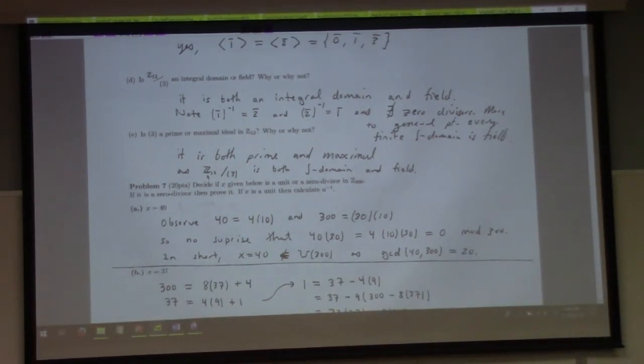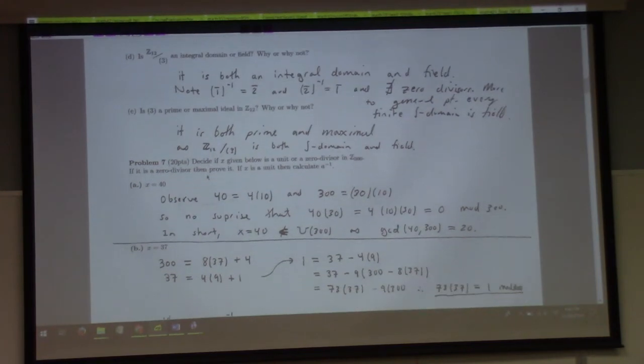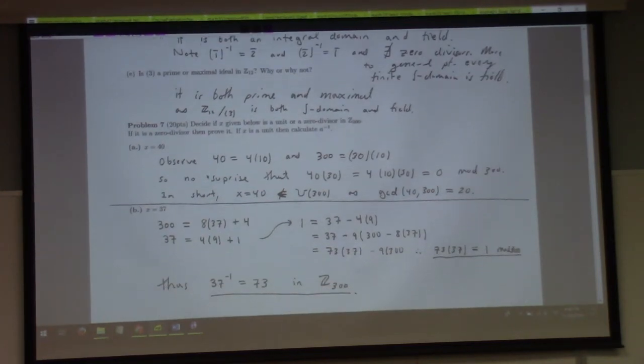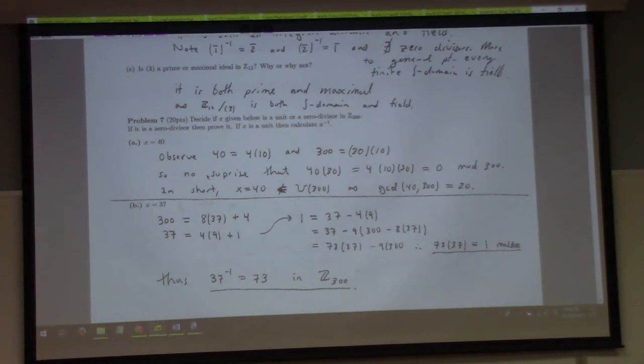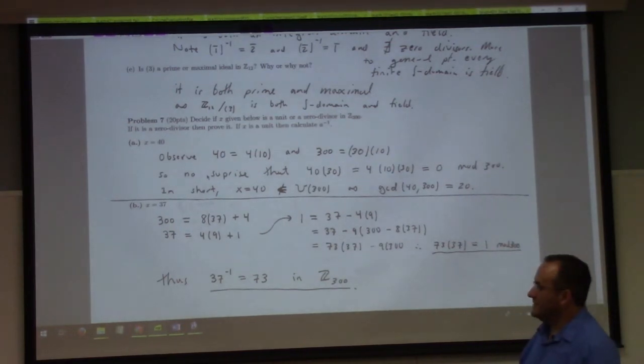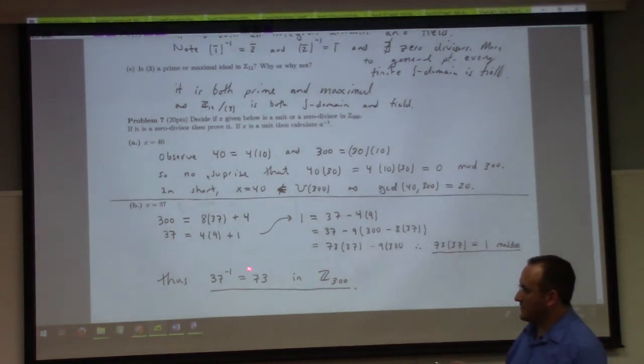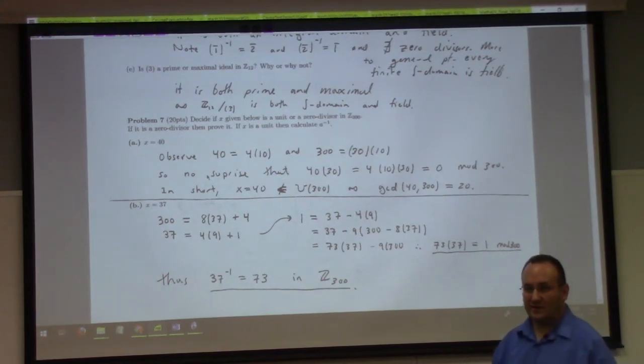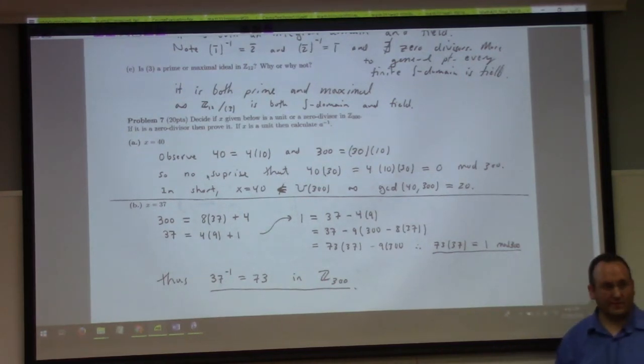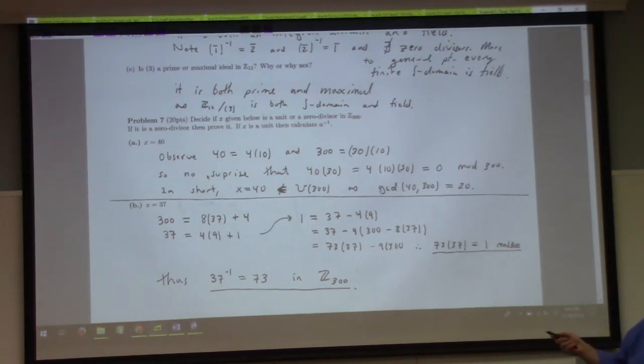Now, I think this number is sufficiently large that you probably couldn't have guessed. It's unlikely a student would have been able to guess that the multiplicative inverse of 37 was 73 in Z300. That would take a lot of numerical effort to just bang through directly. So it's important that you know the Euclidean algorithm and how to do the back substitution, right? Because if you don't know that, you can't calculate this.